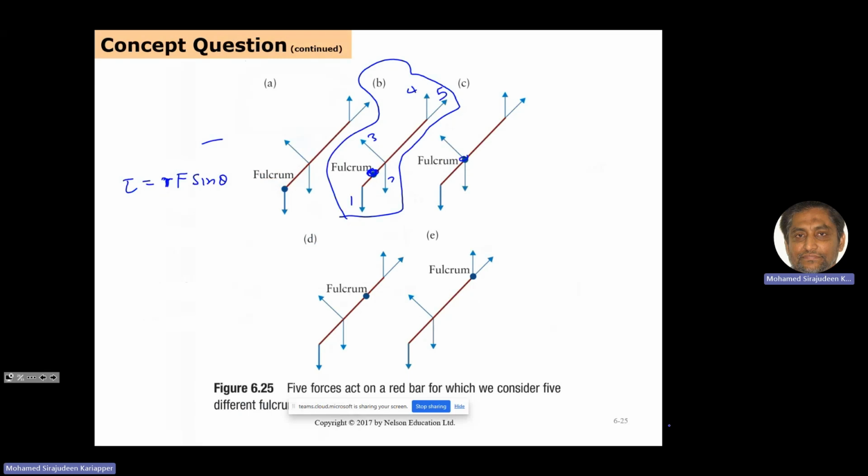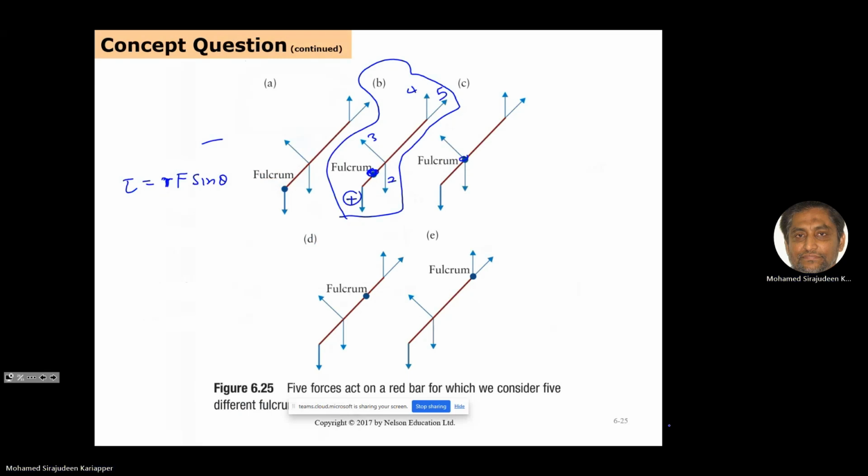Number 1 is positive. Anyone has a problem? I will explain. So this is the rod, and where I am putting my left hand fingers, this is the fulcrum. And the force is like this. Can you see it is going counterclockwise? Clear? So number 1 is positive.